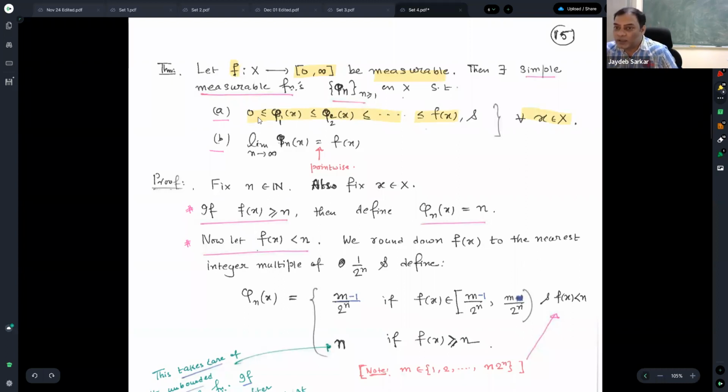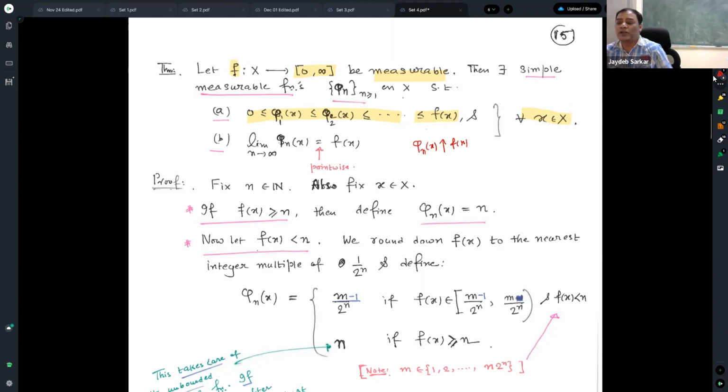So part B essentially says that phi_n(x) is increasing and it converges to f. This is our notation. So the statement is clear. You start with a measurable function, and then you get an increasing sequence of non-negative simple functions such that the pointwise limit equals f. This is a very, very handy tool, and you are going to use it again and again.